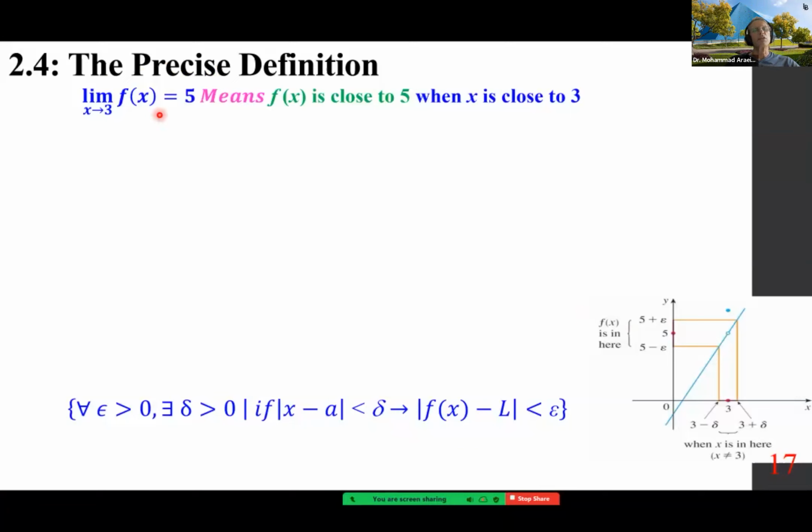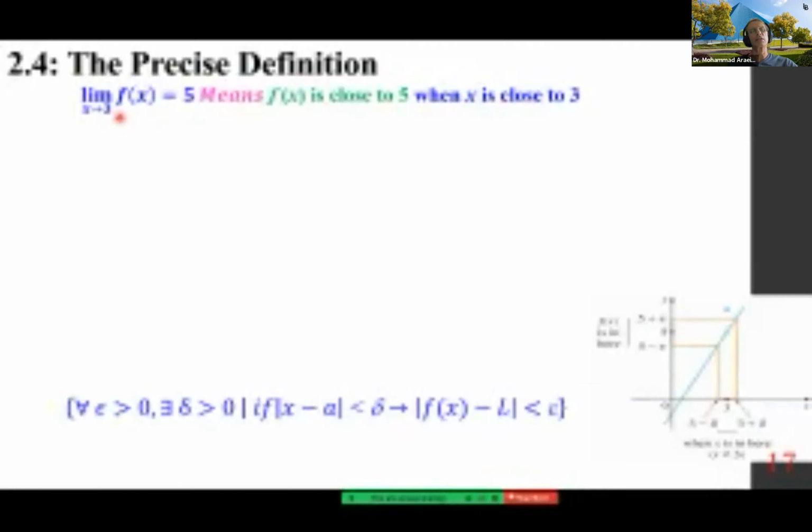The precise definition. When we have the limit of f of x as x approaches 3 equals 5, what does it mean? It means f of x is close to 5. That means the y coordinate is close to 5 when x is close to 3. As you can see, here's number 3. We are in the vicinity of 3 along the x-axis. We are in the vicinity of 5 along the y-axis for the y coordinate, also known as f of x.